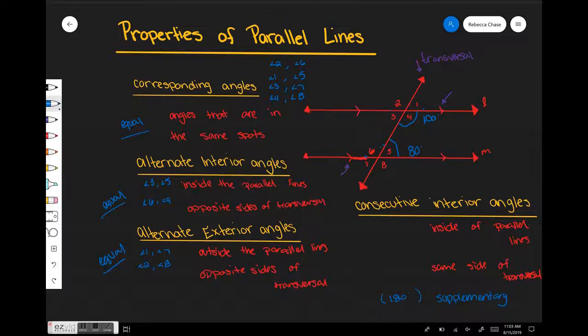Those are the 4 properties that we're going to talk about. We've got corresponding angles, which are angles that are in the same spot. Alternate interior means on the inside but opposite sides. Alternate exterior is opposite sides but on the outside. And consecutive interior is the same side on the inside.